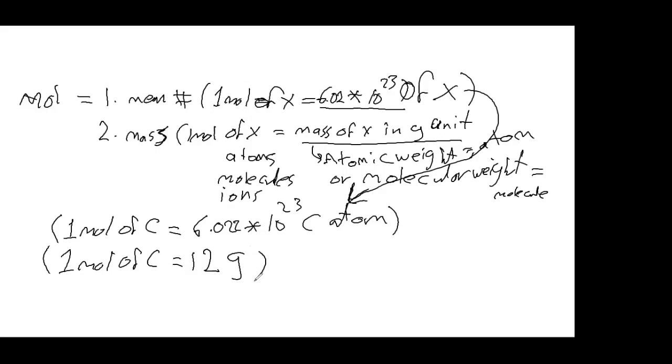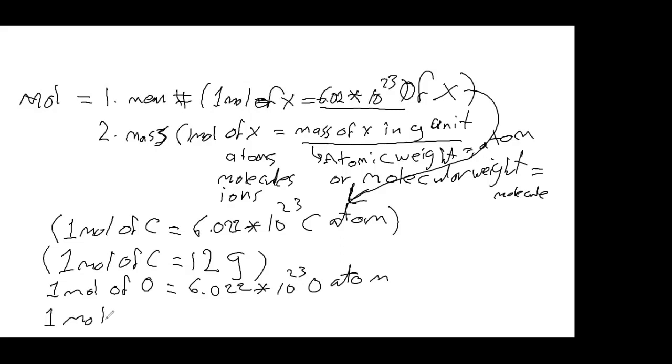Let's do the same thing for oxygen, for example. 1 mole of oxygen will give us 6.022 times 10 to power 23 oxygen atoms. Now, if we need the meaning mass for the mole, 1 mole of oxygen will equal the atomic weight of oxygen because it's just an atom, so it will be 16, but in a gram unit, so it will equal 16 gram.